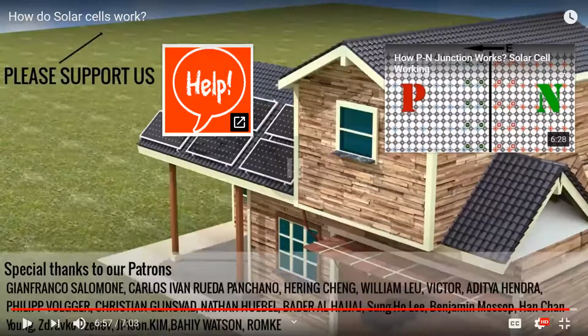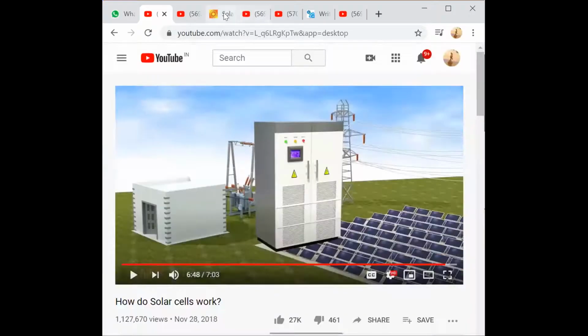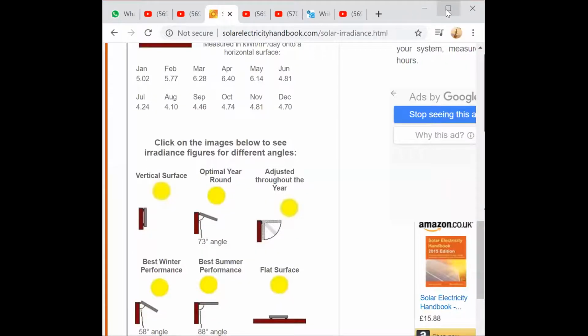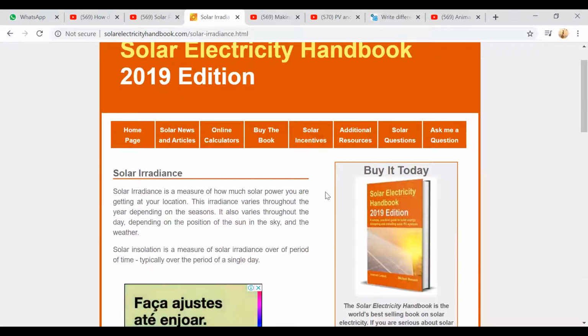Sir, I'm keeping this plate in this particular position. I can have a calculator, I can see how much radiation is coming and at what angle I can keep it. So can we check that? Yes, we can do it. We have a solar irradiance calculator, which is there on the net. I'll be showing you that in the next 1 minute.